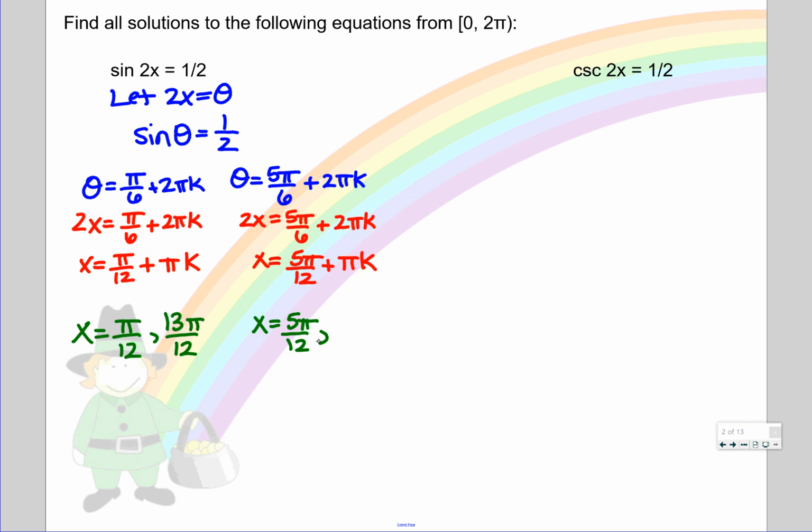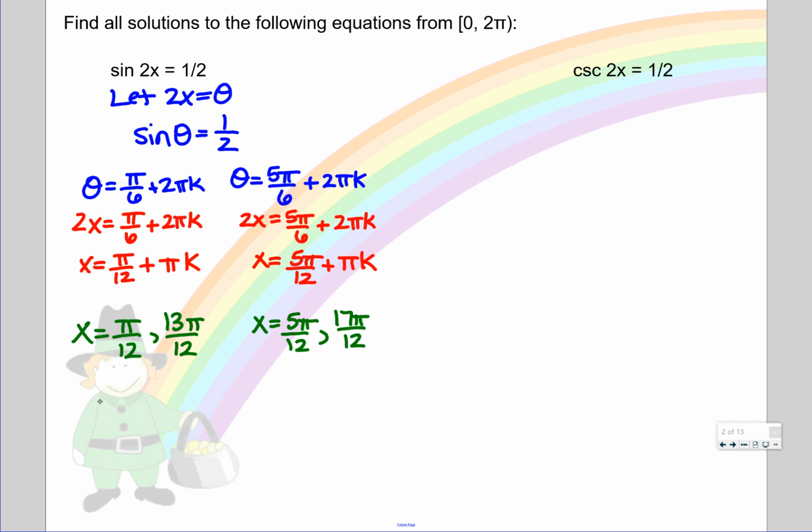Not 10, it's going to be bigger than that. Again, think of it like 12/12. It's going to be 17 pi over 12. If I add another 12/12 to that, I'm going to get 29 over 12, which is bigger than 2. Okay, so those 4 solutions are the only 4 solutions that occur between 0 and 2 pi.